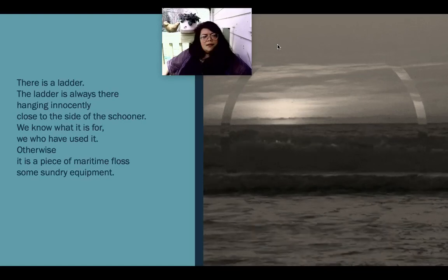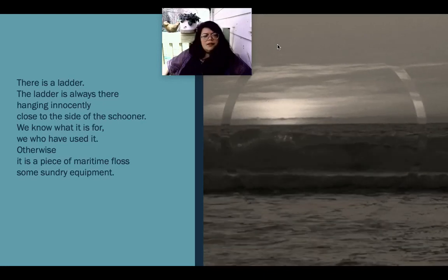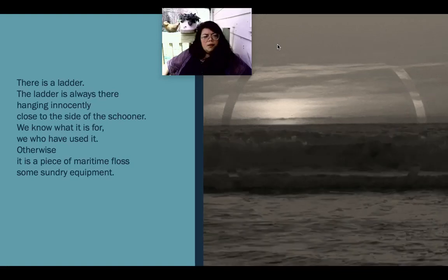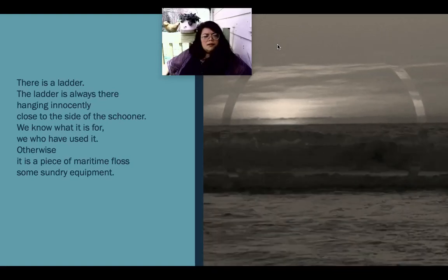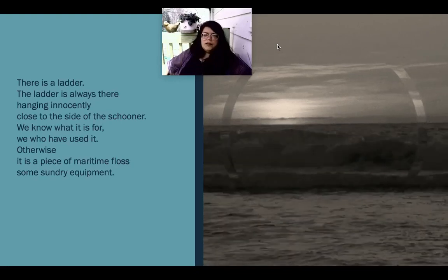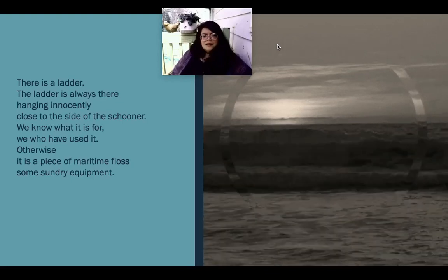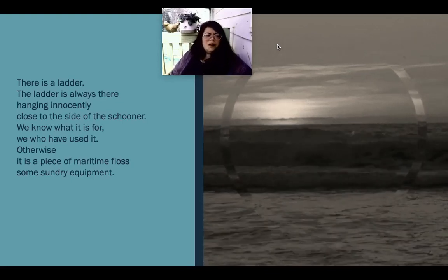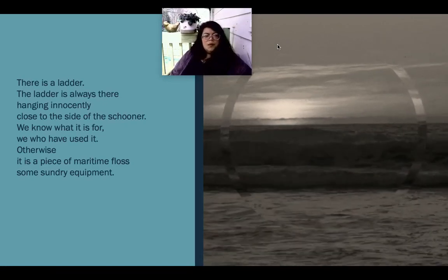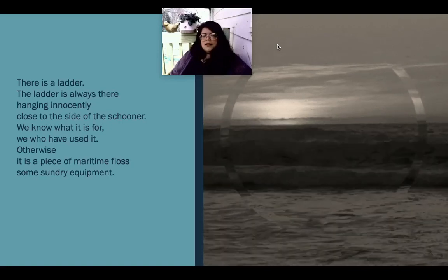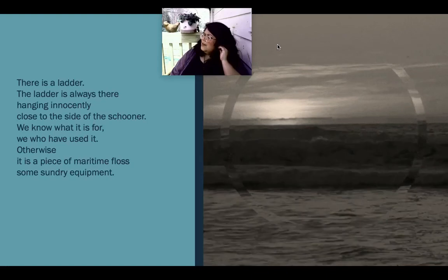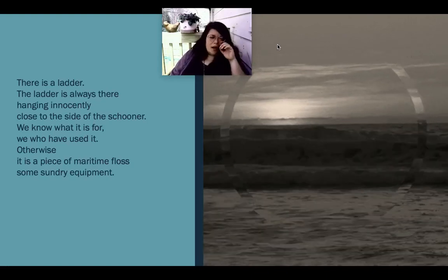There is a ladder. The ladder is always there, hanging innocently close to the side of the schooner. We know what it is for, we who have used it. So until you've gone on this journey, until you've gone on this dive, until you've begun this venture, you will never understand the significance of it. Because you can't, because you haven't needed the ladder yet. And so once we know what it is for, we who have used it, we who have gone out, in a sense, Rich is laying out that there's two types of people in this world, those who have used the ladder and those who have not used the ladder yet, right?